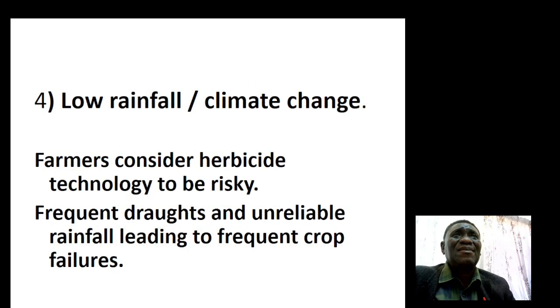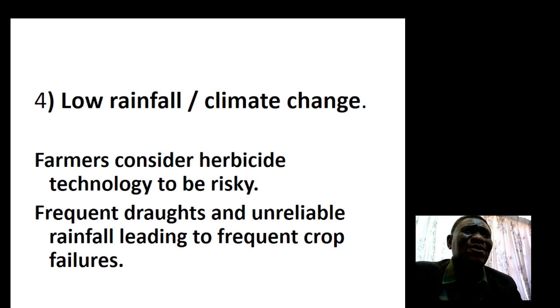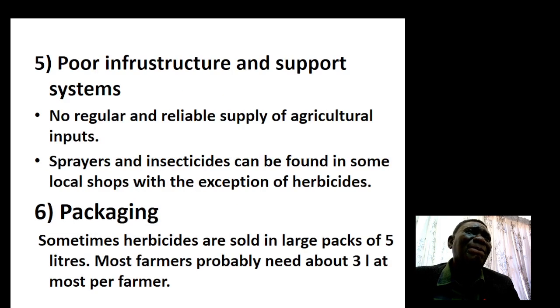Low rainfall, climate change. Farmers may consider herbicide technology to be risky. Frequent droughts and unreliable rainfall leading to frequent crop failures. If there's a serious crop failure and the farmer has used the herbicide like this previous season, then the farmer is not likely to use it again.